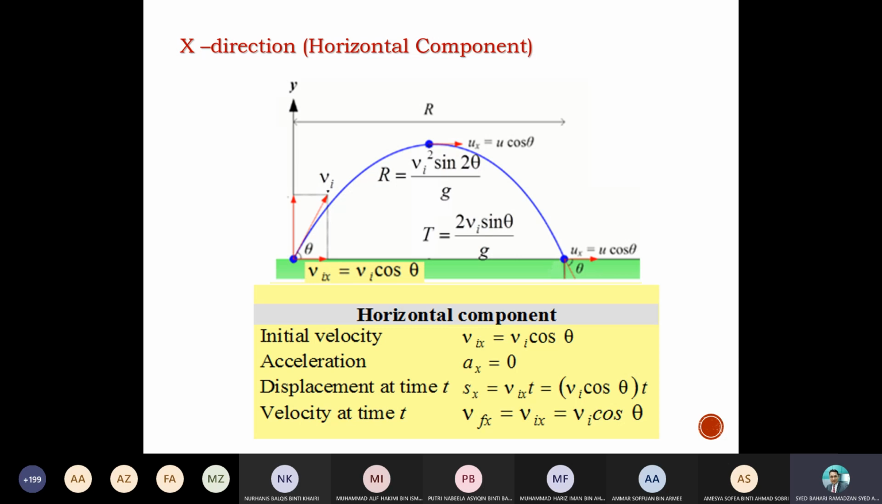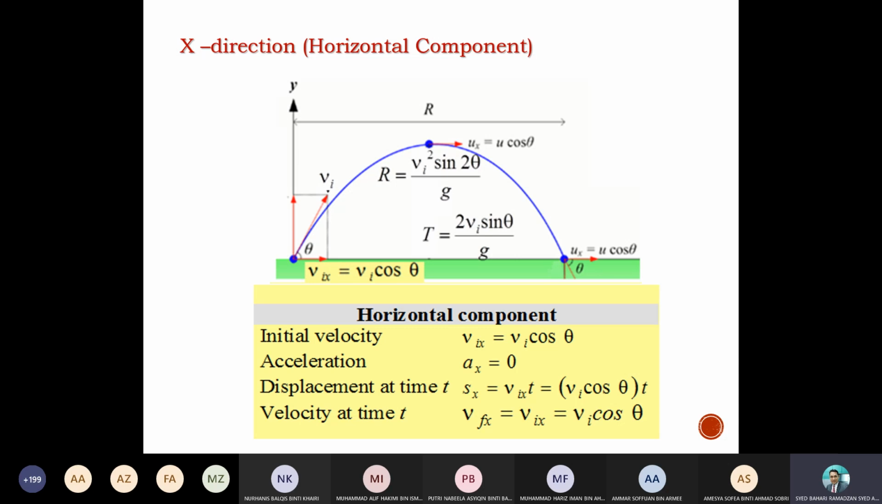So this Ax equals 0. And then the displacement will be Sx equals v initial x t only, without the minus half a t square. That is the original equation, but because a equals 0, the last term is gone. So just Sx equals v initial x t. For the final velocity it is the same. The equation is supposed to be v final x equals v initial x minus at. That is the original equation, but because a equals 0, it cancels out, so v final x equals v initial x.